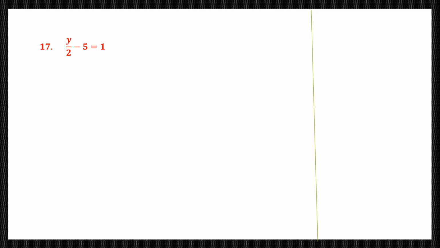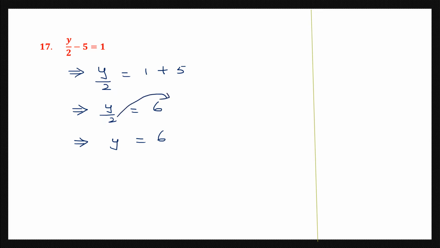Question 17. y by 2 minus 5 equals 1. So first let's solve for y by 2. It becomes 1 plus 5. I'm transposing minus 5. So y by 2 equals 1 plus 5, which is 6. To solve for y, I write 6 on the right hand side and transpose 2 to the right hand side. Because it's division, when it goes there, it becomes multiplication. So the value of y is 6 2s are 12.